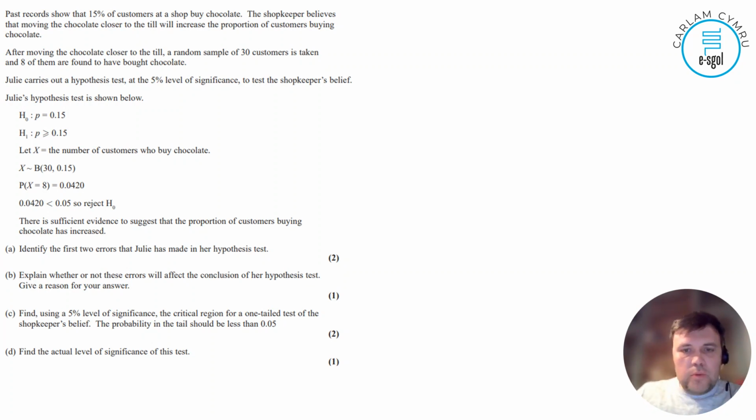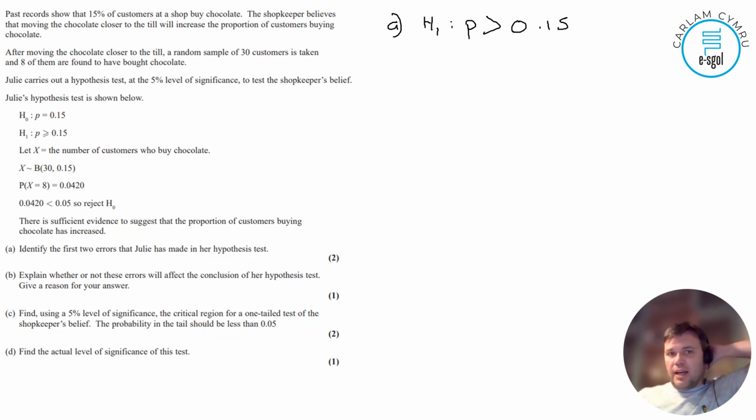So the first one is that, if I put A up here, H1 needs to be P is greater than 0.15. It's a one-tail test, so it is greater than, can't be equal to. If it's equal to, or not equal to in this case, then that would be a two-tail test. Can't be equal to, because otherwise you've got the H0, you're not really testing anything. And the other thing is this part here, where you are saying that the probability of X is greater than or equal to 8, and that's what you're going to be testing.